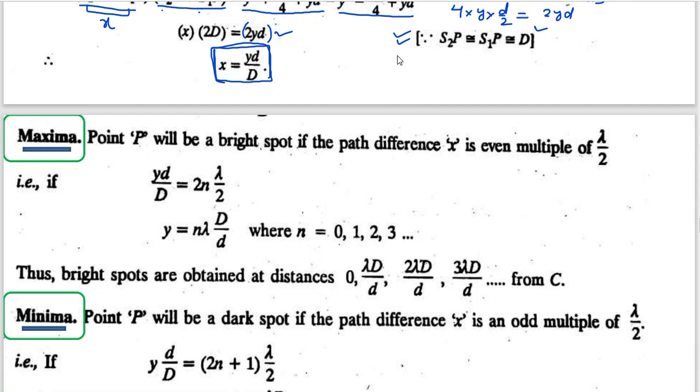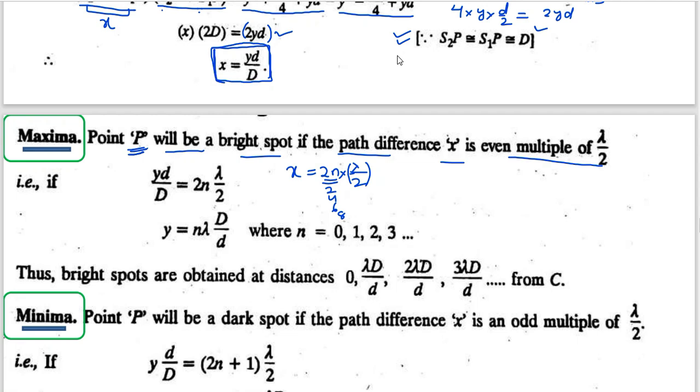So the interference pattern is to be studied at point P. Point P will be a bright spot if the path difference x is an even multiple of lambda by 2. This is the condition for interference. For maxima, the path difference x should be an even multiple of lambda by 2. That means we multiply lambda by 2 by an even number, that may be 2, 4, 6, 8, whatever, but it should be an even number.